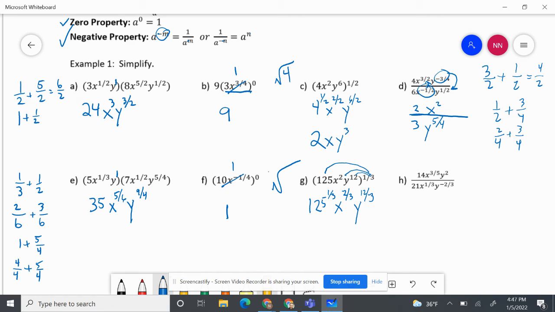125, that would be the cube root of 125, which is 5. X stays the same as 2/3. And 12 divided by 3 is 4. So that's y to the 4th.